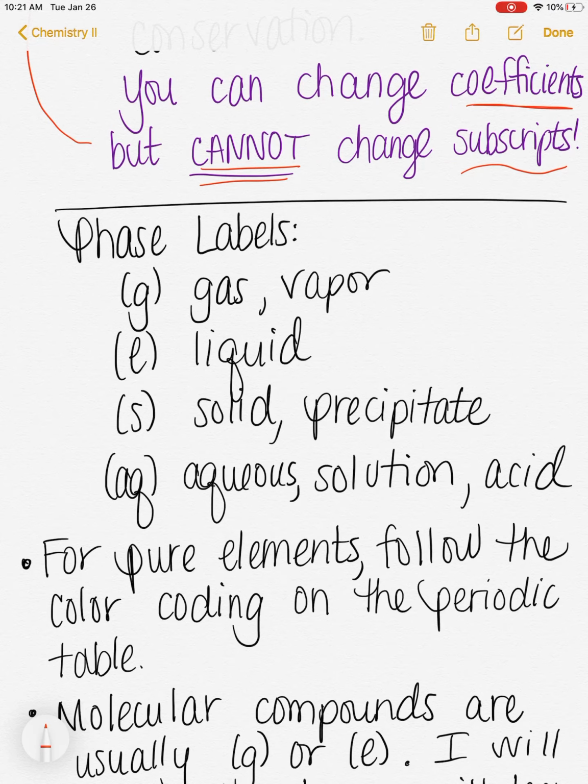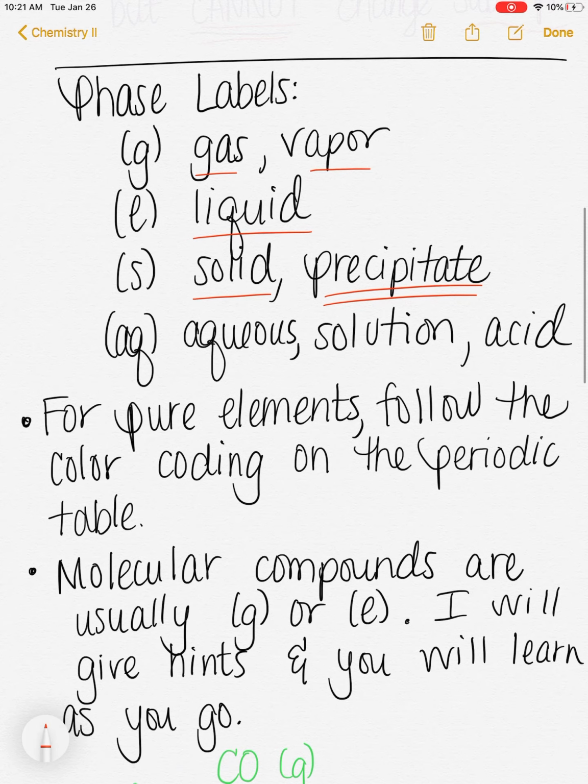So if you need something that's in a gas or a vapor phase, you're going to put a g in parentheses after the substance. If you put a cursive lowercase l, that means something is liquid. If you put an s in parentheses, that means it's solid. Or if the word equation says that it's a precipitate, precipitates are solid. Aqueous is the fourth phase label. It's aq. Aqueous is what you use when something is dissolved in water, or if it's called a solution.